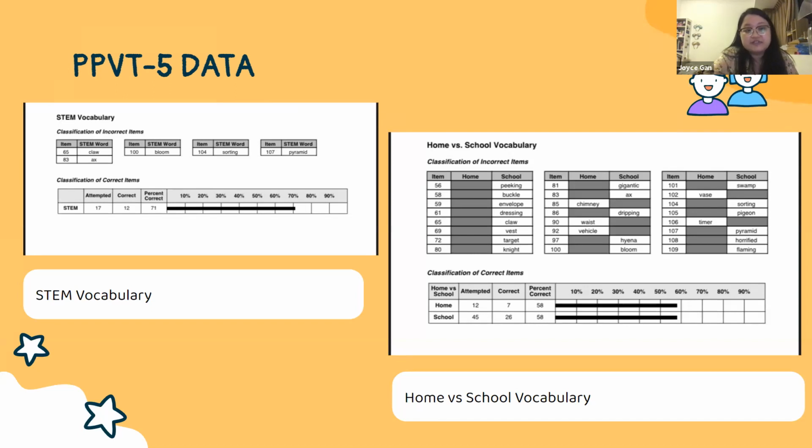So the PPVT-5 assessment breaks down student responses into a few categories, namely STEM vocabulary, home and school-related vocabulary. This gives insights to specific areas of weakness in the student's vocabulary and allows the intervention teacher to make informed decisions during lesson planning. Based on each student's relative weakness, the intervention specialist may introduce targeted vocabulary themes during the course of intervention.